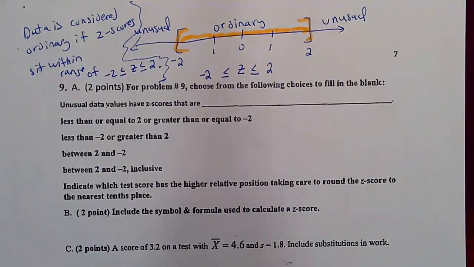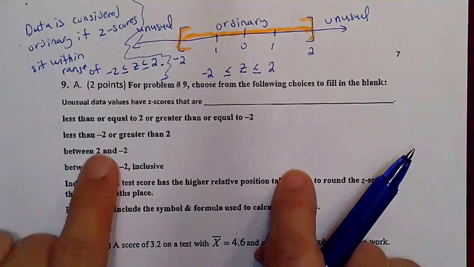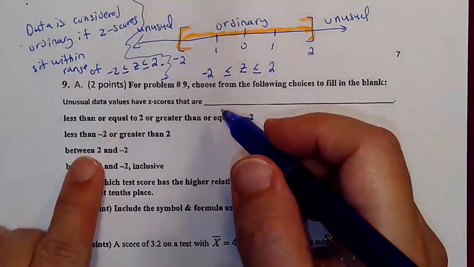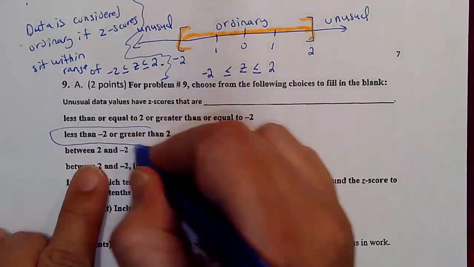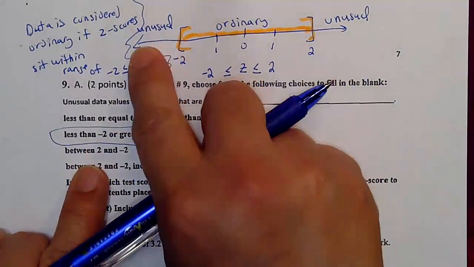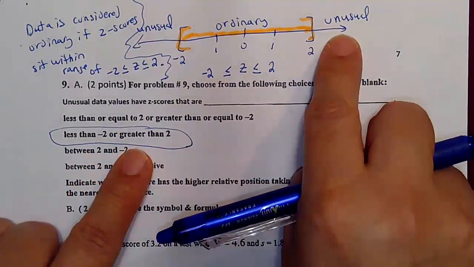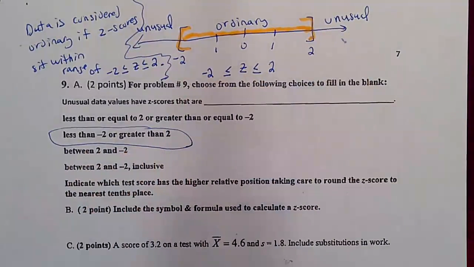If it's unusual data values, that means they have z-scores that are what? That means the z-scores would have to be either less than -2 out here, or greater than 2 out here, to have something unusual.